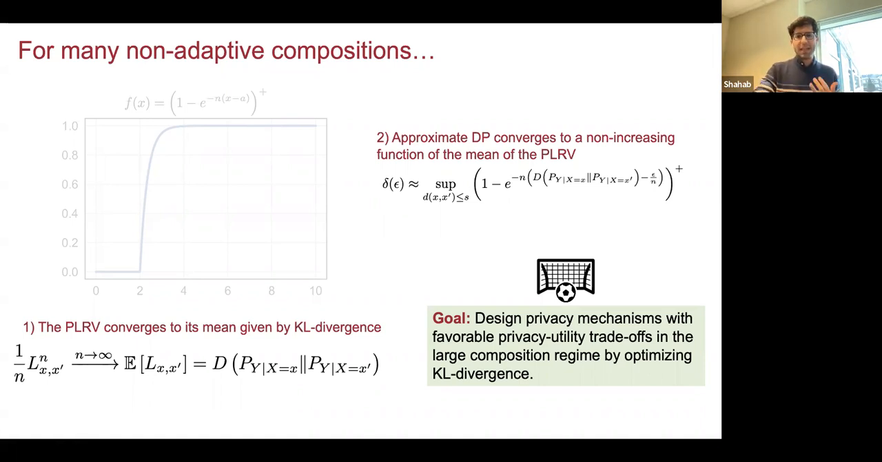And then as you can see, just because this function is increasing, in order to minimize delta, all we have to do is look at minimizing the KL divergence. So if I can design a mechanism which minimizes KL divergence, that leads to the smallest possible delta. And that will be the goal of this talk. We want to design a mechanism which minimizes this KL divergence.